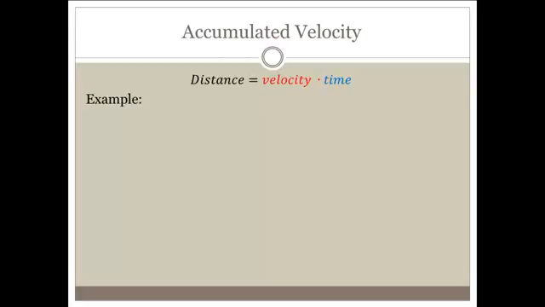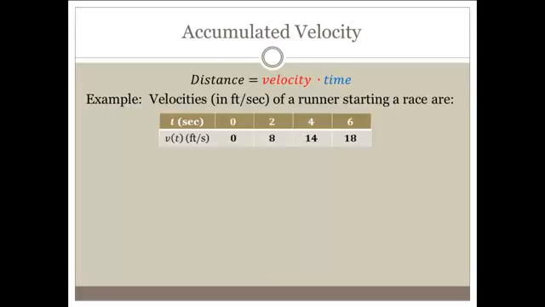Let's now look at an example where the velocities of a runner starting a race are given by the following table. At t equals 0, the velocity is 0. After 2 seconds, the runner is traveling at 8 feet per second. After 4 seconds, the runner is traveling at 14 feet per second. And after 6 seconds, the runner is traveling at 18 feet per second.